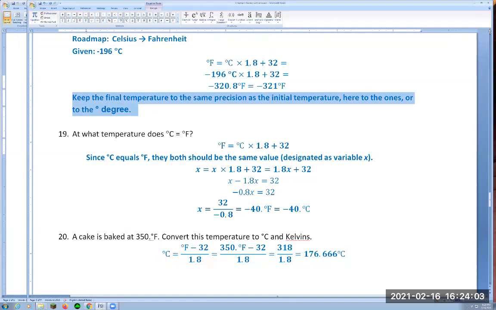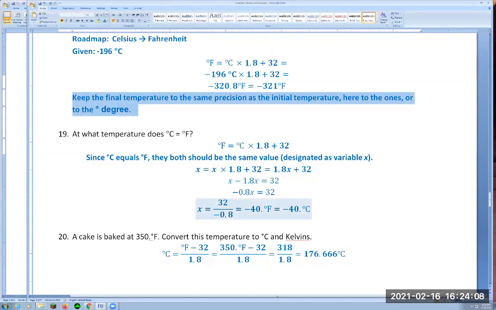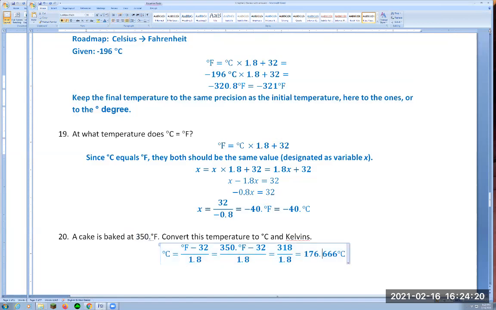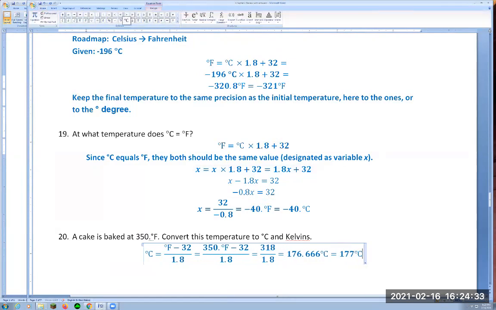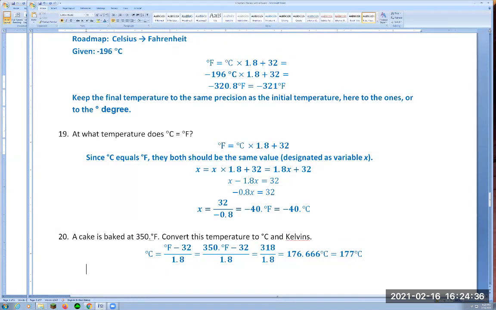Keep the final temperature to the same precision as the initial temperature, always. And so here the degrees Fahrenheit are given to the ones because there is the dot here making the 0 significant. So it's given to the degree. So again, we want to round to the degree. And here it's going to be rounded 176. The 6 will become a 7 because what comes after the 6 is a 6. So 7 and then degrees Celsius. So that's the temperature in degrees Celsius.